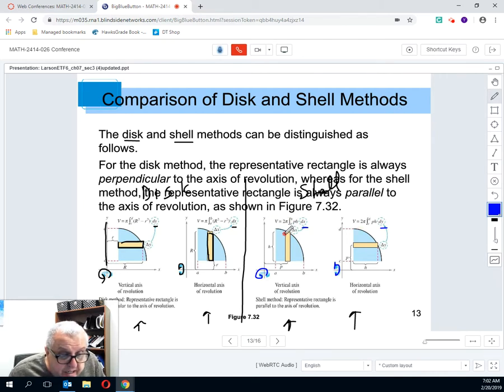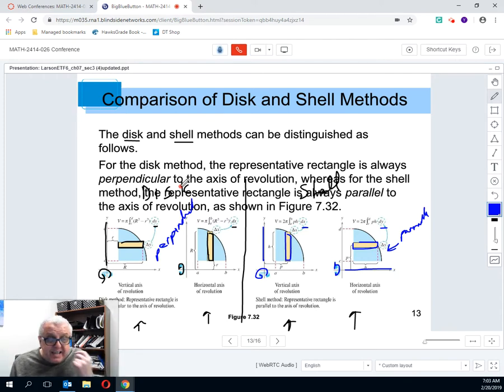If you look at the rectangle that's formed when we rotate around the y-axis, it's parallel to the y-axis. If we rotate around the x-axis, here's the x-axis, do you notice it's also parallel? So these two are parallel to the axis of rotation. These two in the disk method were perpendicular. The rectangles are perpendicular to the axis of rotation.